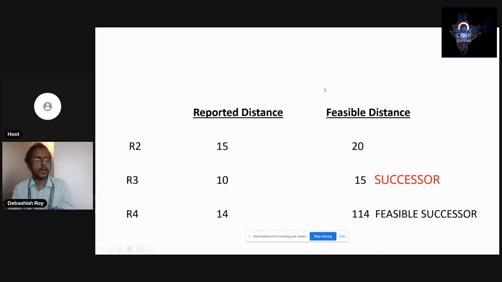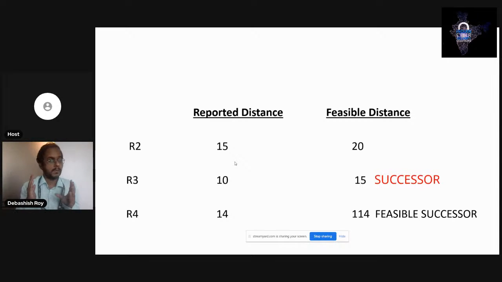And you can see here that the reported distance and feasible distance are also given. The feasible distance is the total thing: R2 is 20, R3 is 15 and R4 is 114, as I've already told you. And the reported distance is the smaller part that is reported from the neighbor. So we are already done with reported distance and feasible distance.